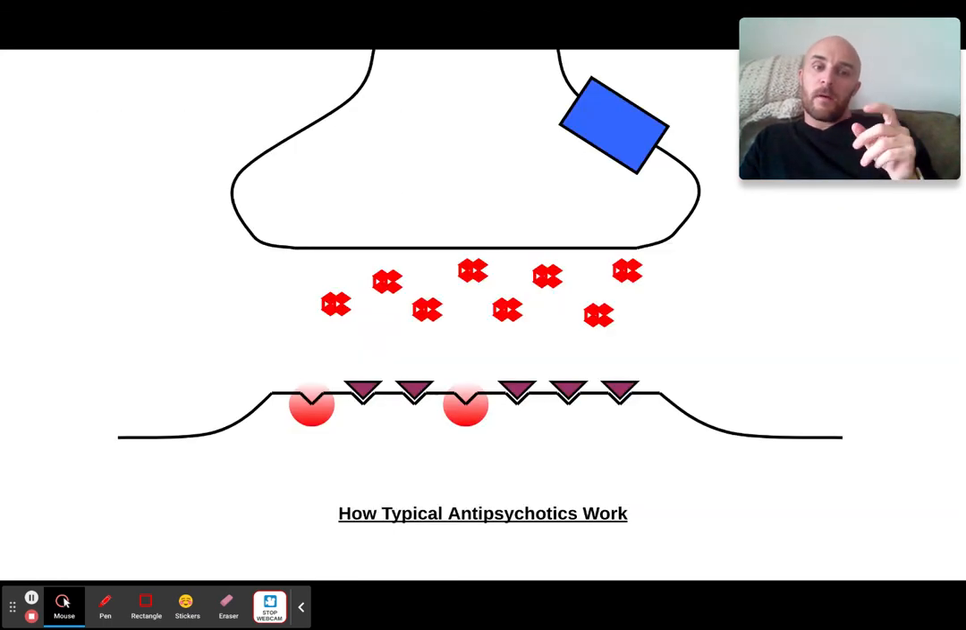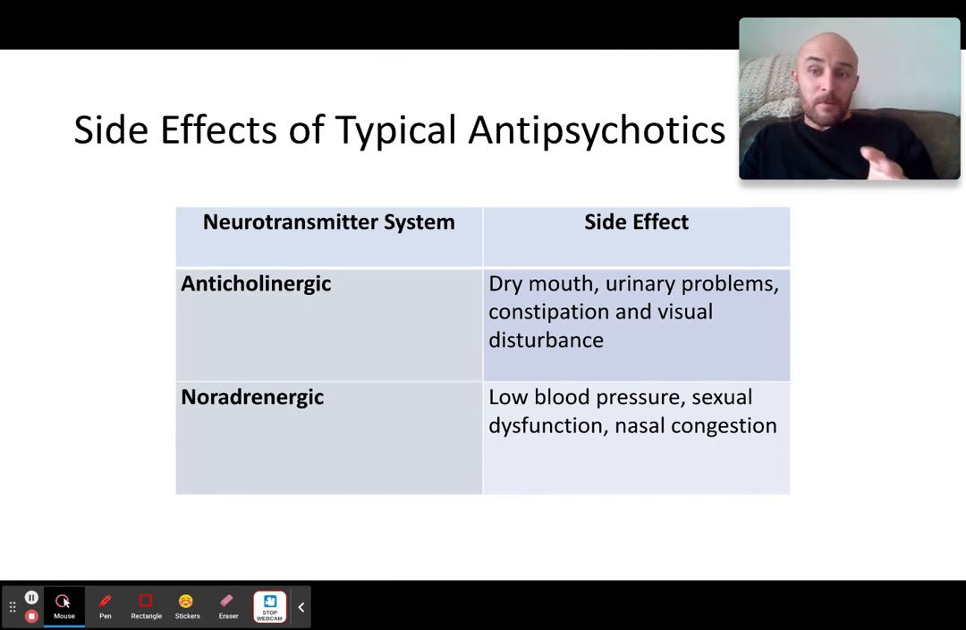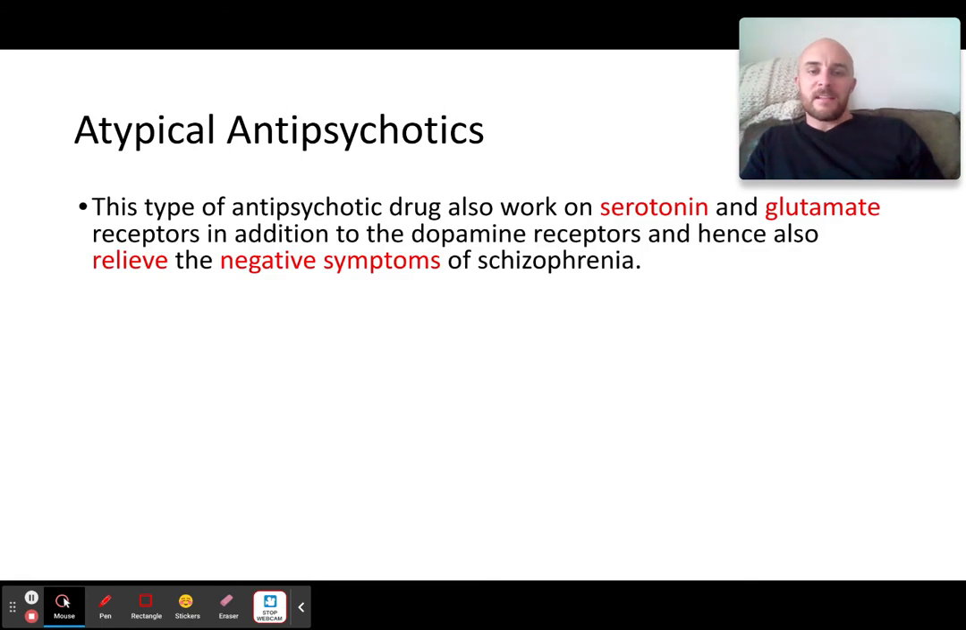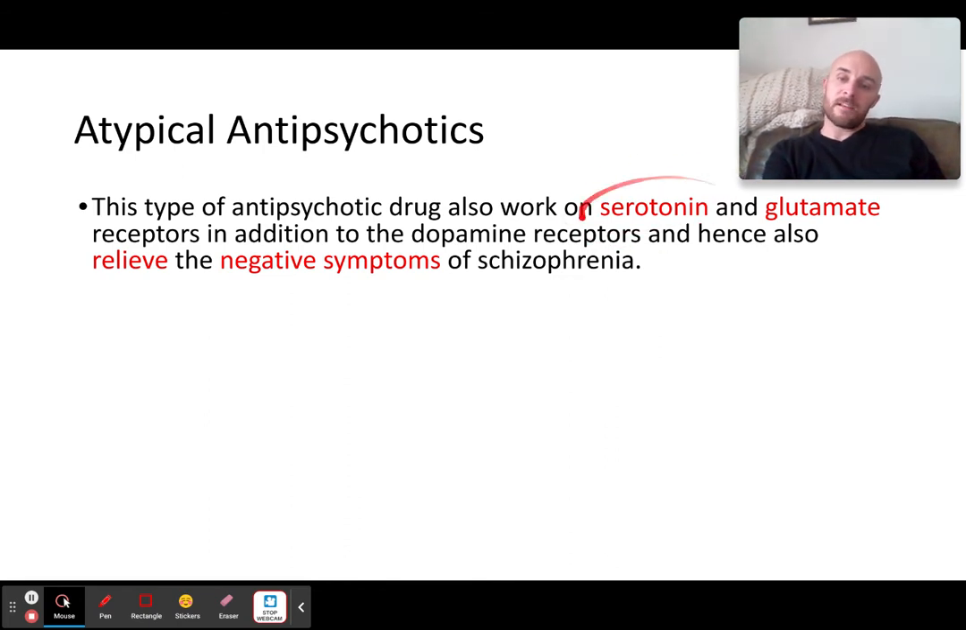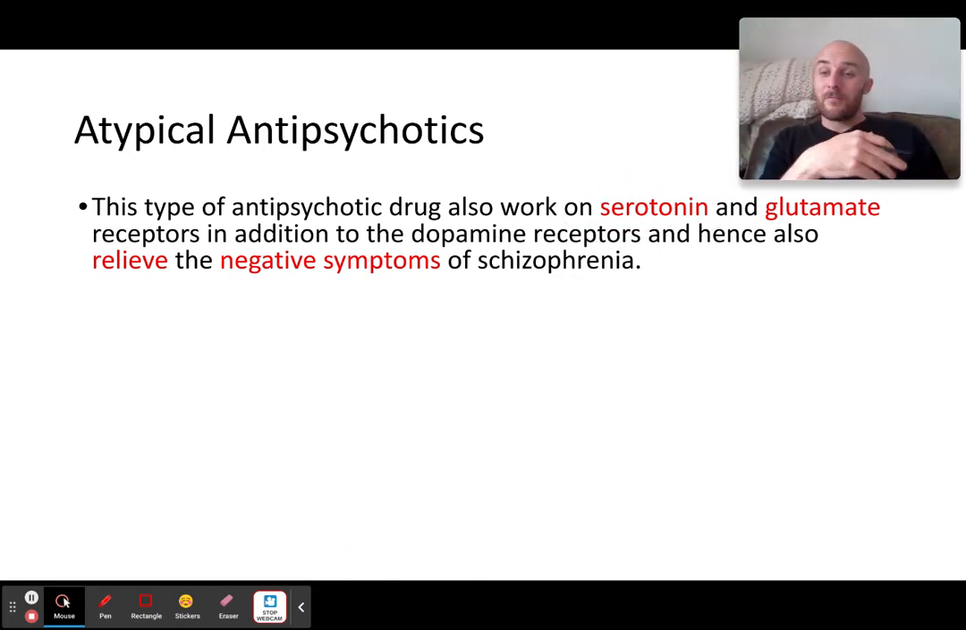So the problem with typical antipsychotics, and again, write this down, is they typically only tended to work with positive symptoms. They didn't tend to tackle the negative symptoms. But actually, atypical antipsychotics do work on the negative symptoms, because remember what serotonin is for? It's for mood, etc. Well, one of the negative symptoms of schizophrenia is low mood. It's that very depressive state that schizophrenics get put into.